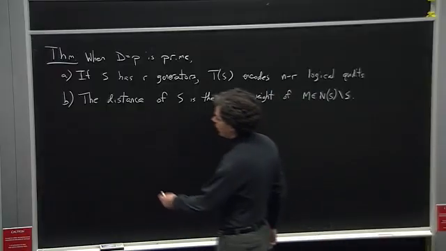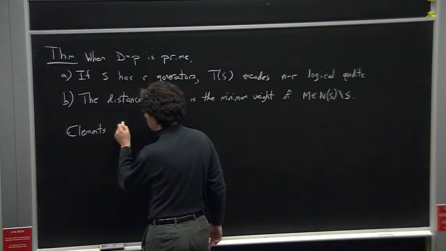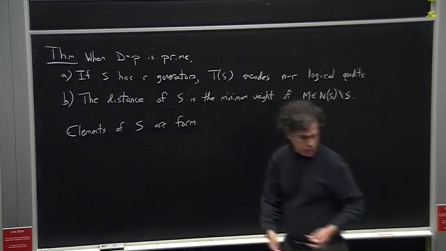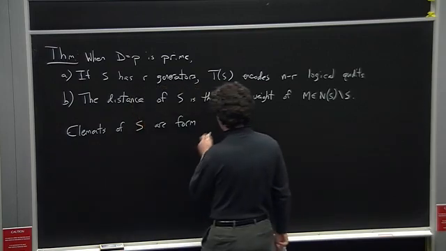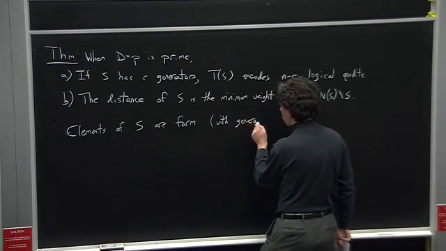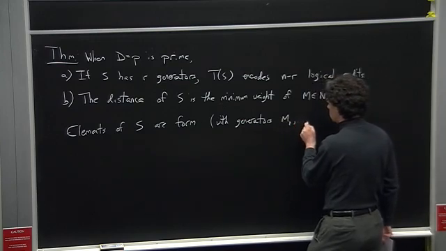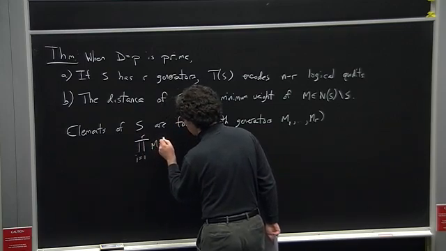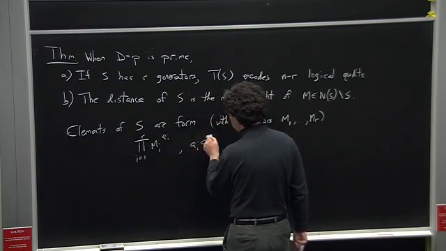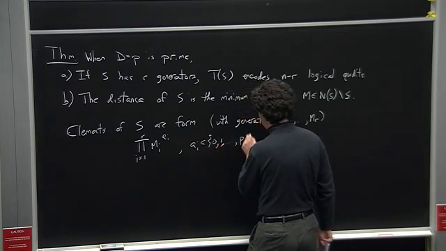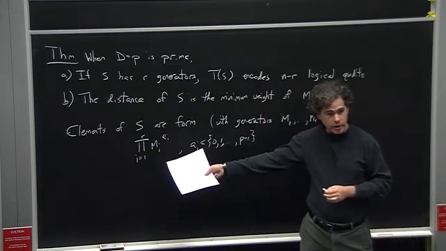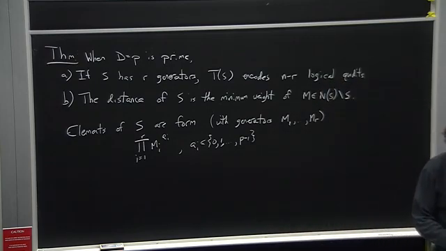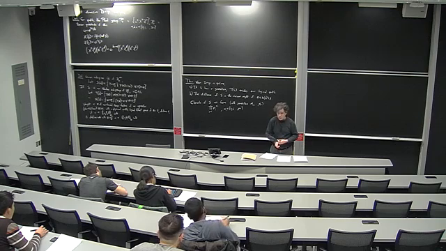Okay, and elements of the stabilizer are of the form, if the generators are M1 through MR, then the general element is going to be the product over i equals 1 to R of Mi to some power Ai, where Ai is between 0 and d minus 1. In this case d is p. But again, this is specializing to the case where d is prime, because otherwise you have the possibility of weirder stuff going on. Okay?